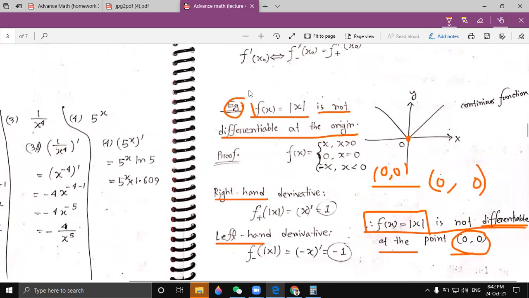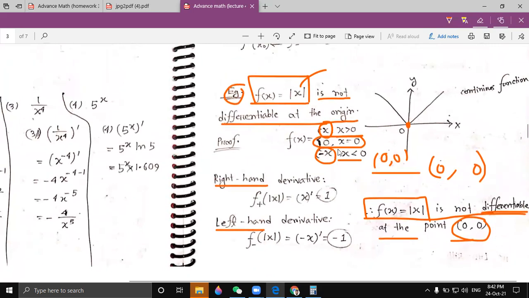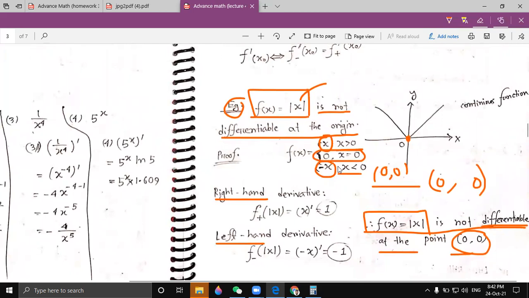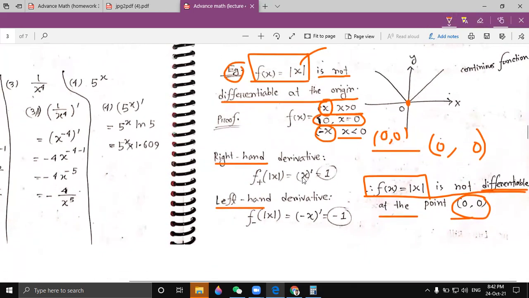For f of x is equal to modulus x, we have two values. So here it will be x when x is greater than 0, and it will be minus x when x is less than 0, right? And from the middle part, you can see x is equal to 0, right? So if you input 0 here... Oh yeah, we do not just input 0 here. We think of it using the limit.